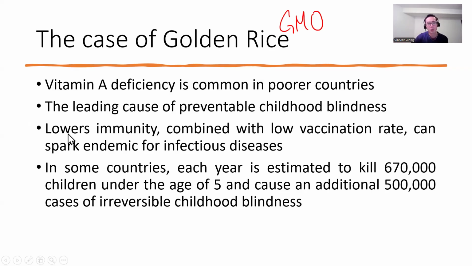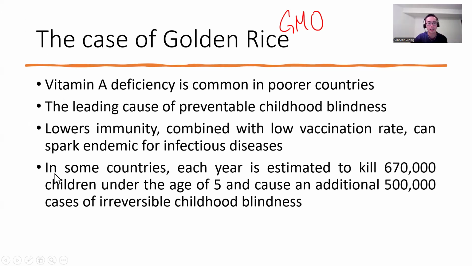Lack of vitamin A also lowers immunity, and in some of these low-income countries, they often don't have very good vaccination rates as well. So a poor immunity with poor vaccination rate can actually encourage the spark of an endemic for infectious disease. We are all familiar with a pandemic. Pandemic is like global. So an endemic is local. Right? And one level up from the endemic, where it's more regional, that's called epidemic. Okay? And then when it's all over the world, pandemic.